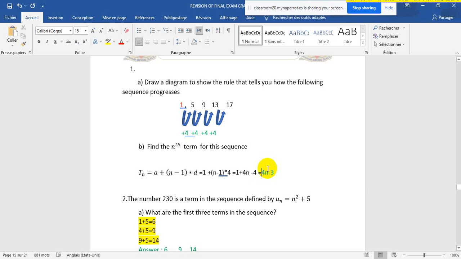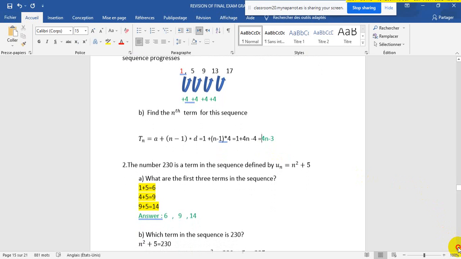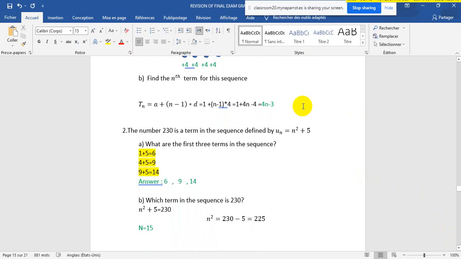Okay, so question number 2. Here we have the number 230 is a term in the sequence defined by un equals n squared plus 5. The first question, sub-question A: what are the first 3 terms in this sequence?